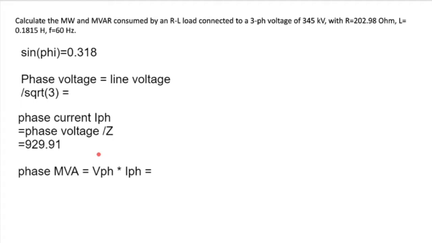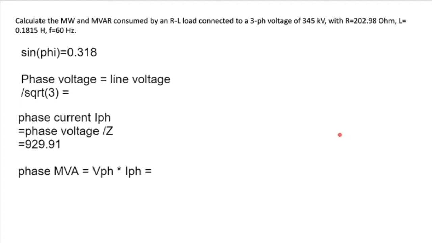Now you calculate per phase megawatt. Per phase megawatt is phase MVA times cos phi, the power factor. Per phase MVA times the cos phi will give you the per phase megawatt.